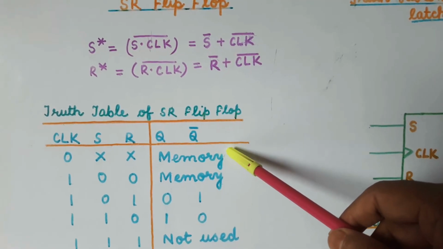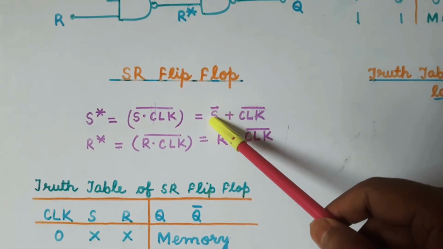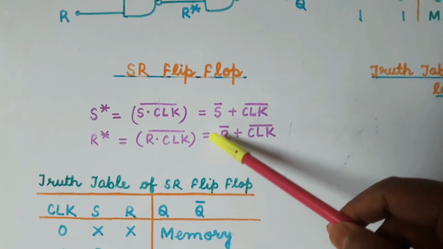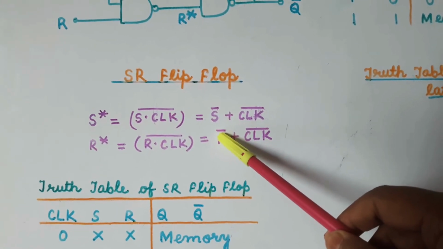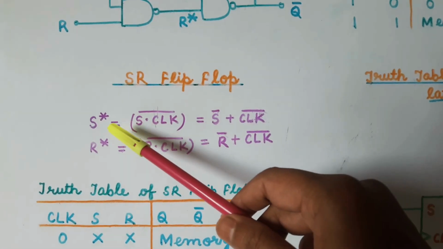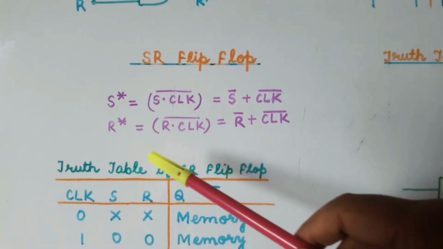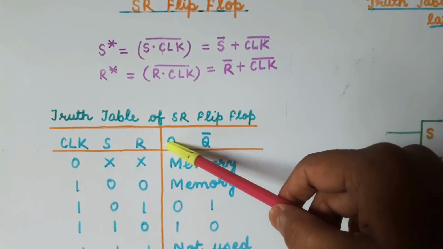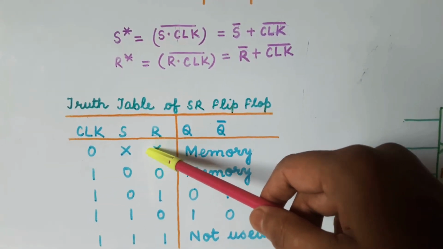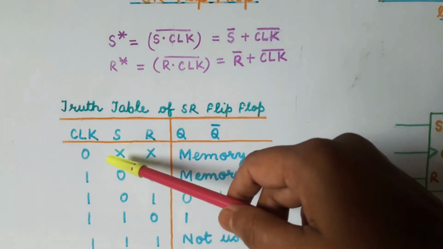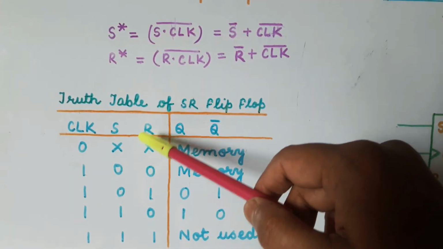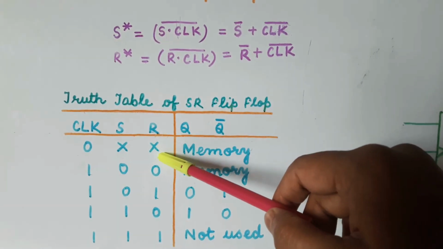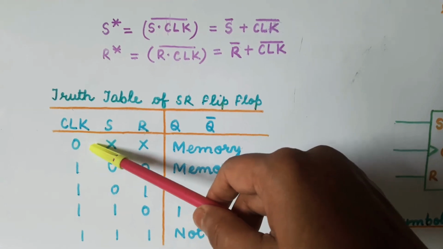And we also find that whatever be the value of S complement and R complement, it is not going to change the value of S star and R star. So S and R are don't care. So we represent S and R by X or cross when the value of clock is low.